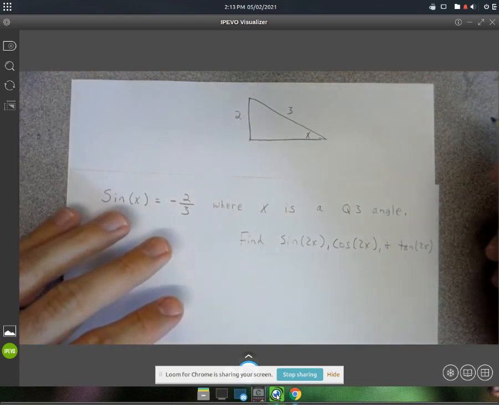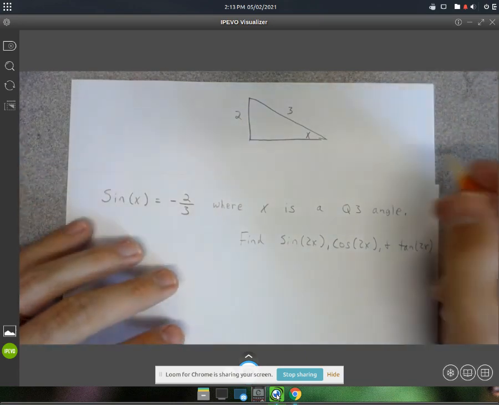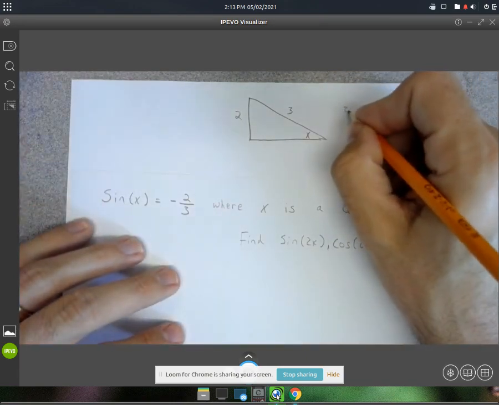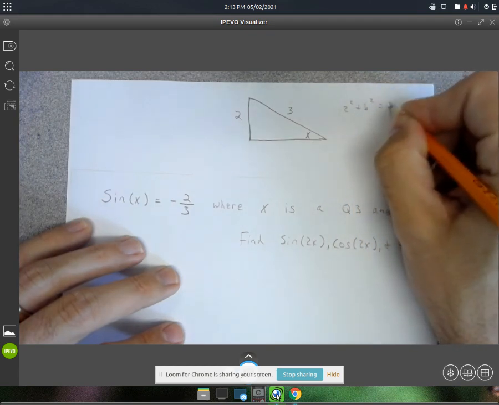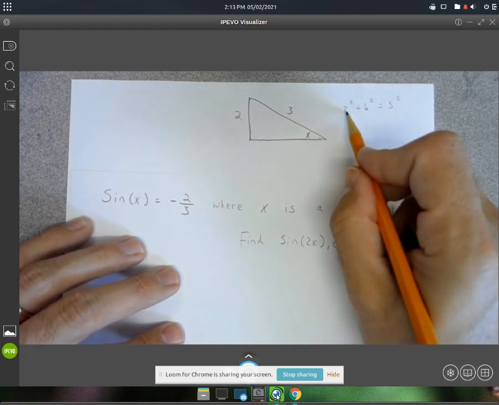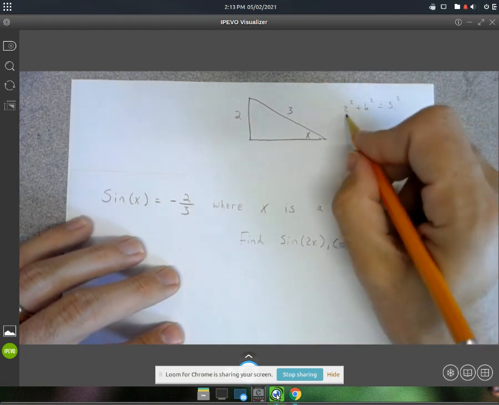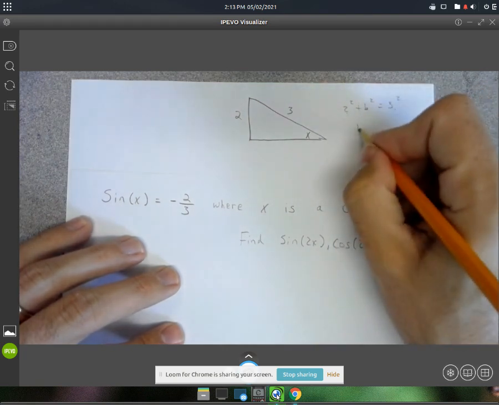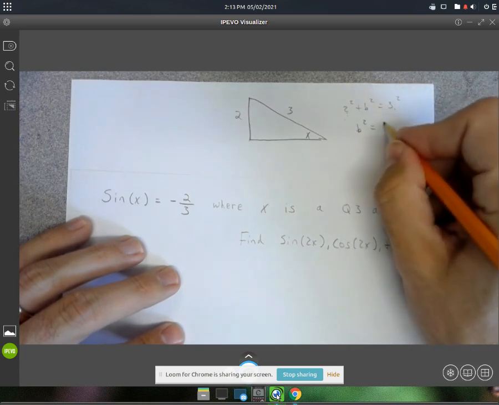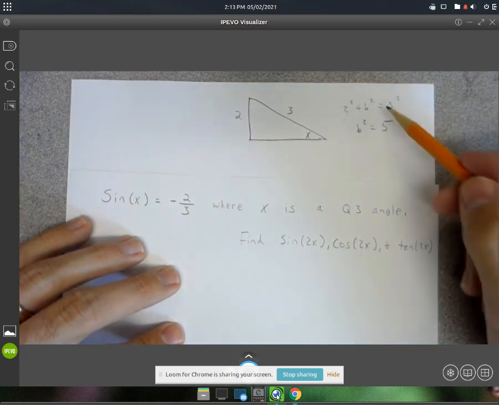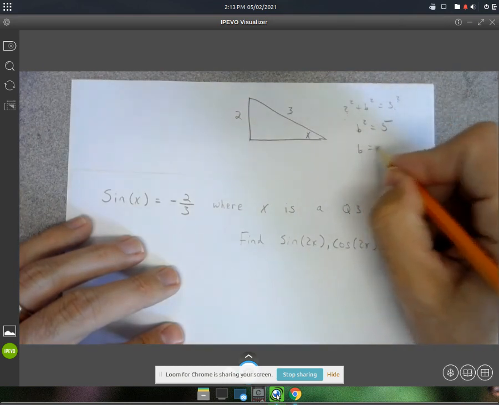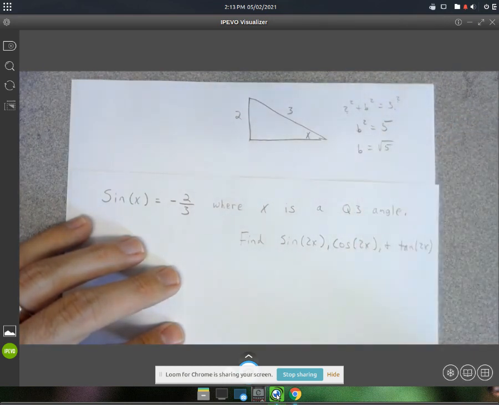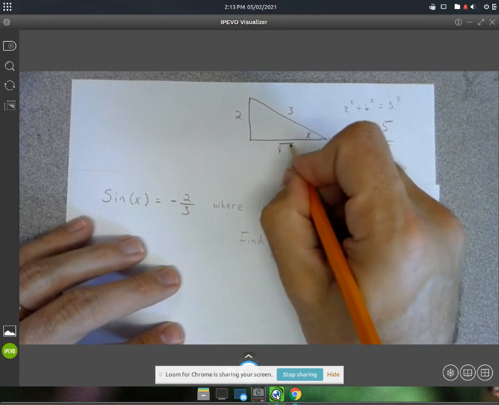So I'll do the Pythagorean theorem here to figure that out. So 2 squared plus b squared is equal to 3 squared. This is a 4, that's a 9. I just need to move the 4 over. So I get b squared is equal to 5, 9 minus 4. And then square root both sides, and we get b is equal to the square root of 5.